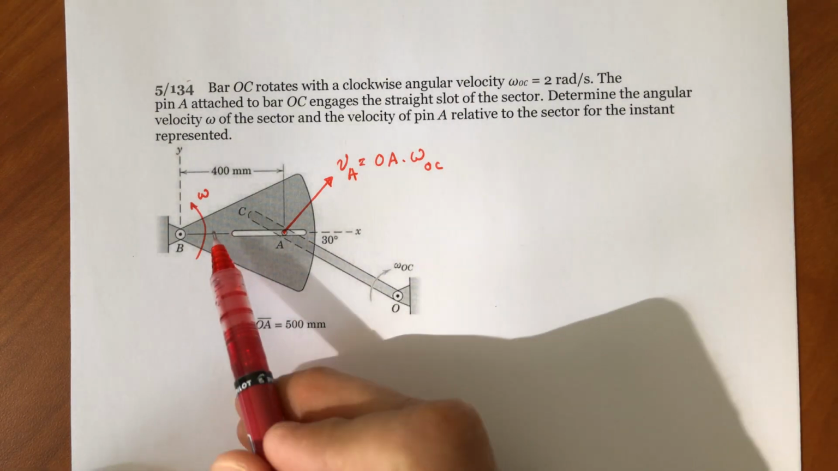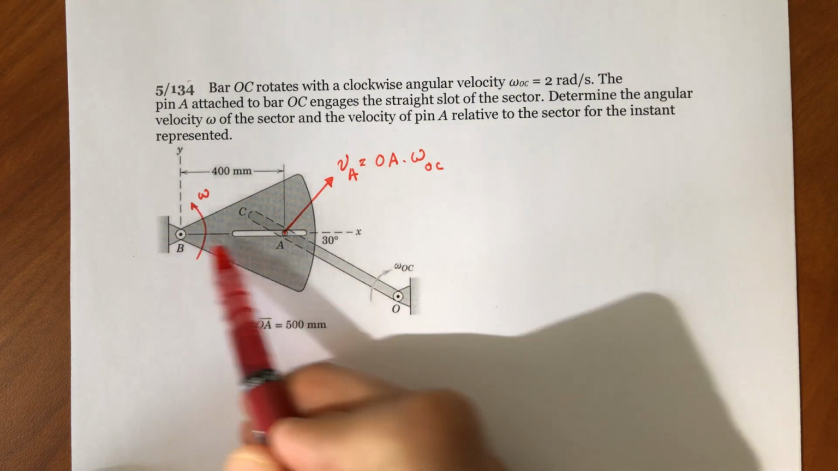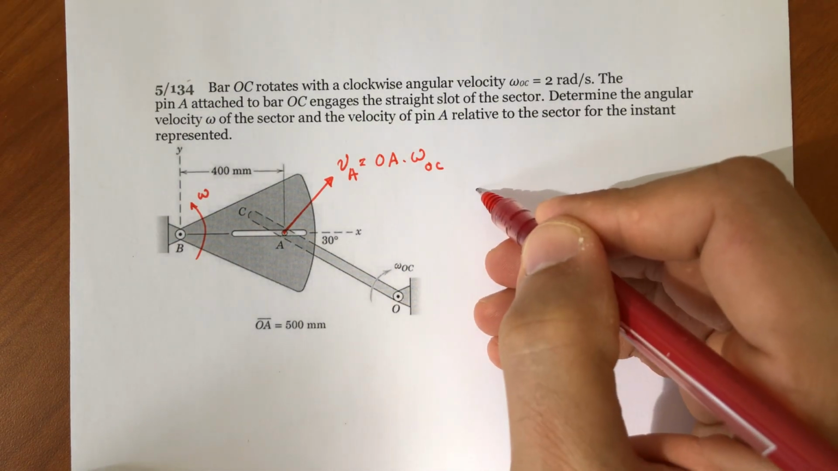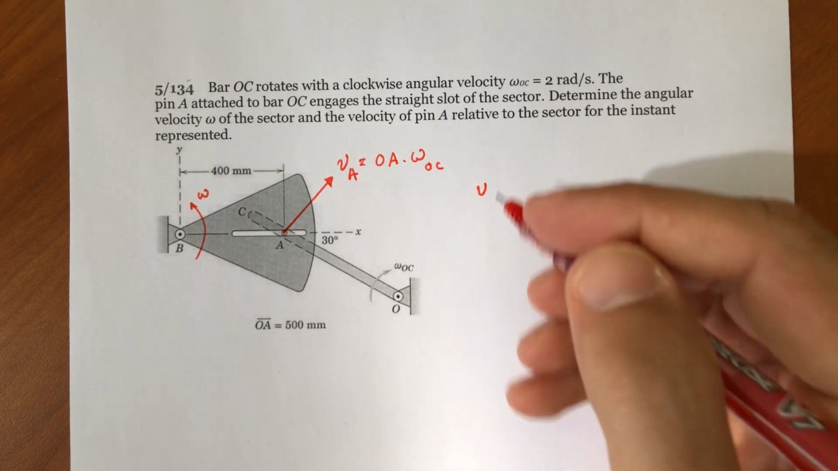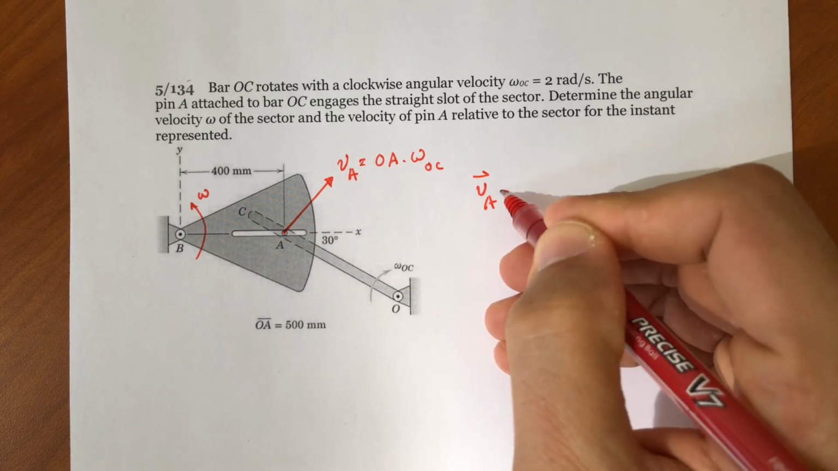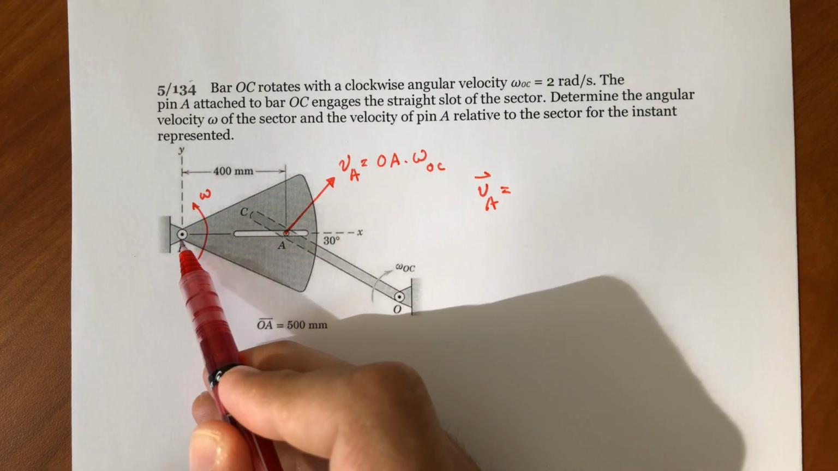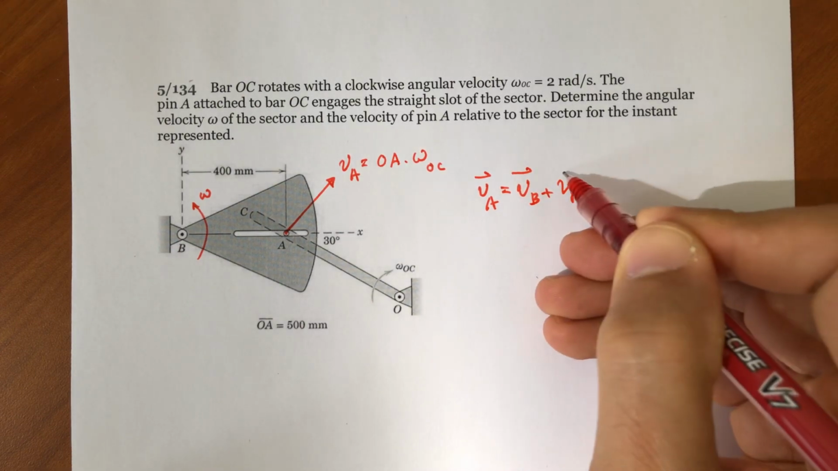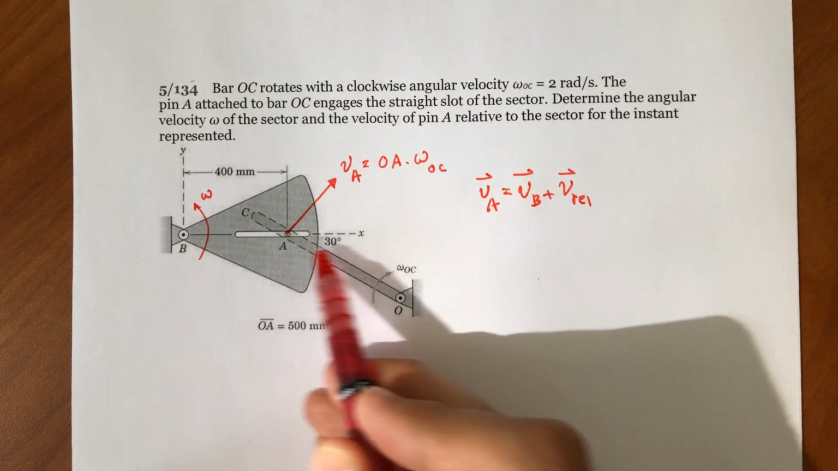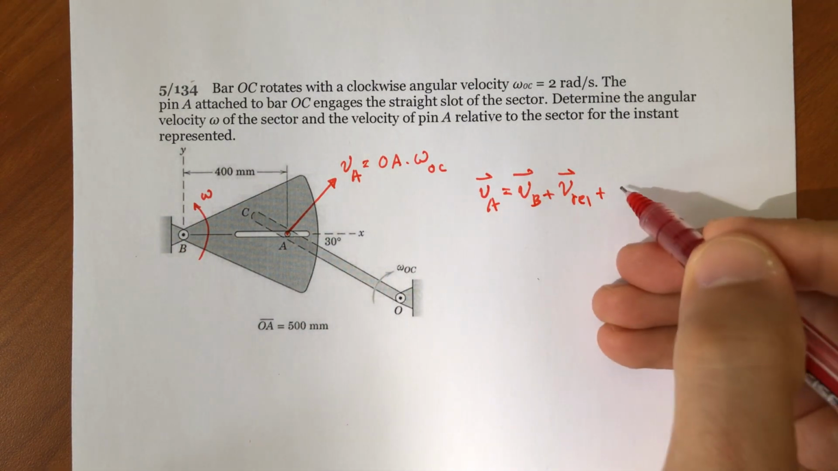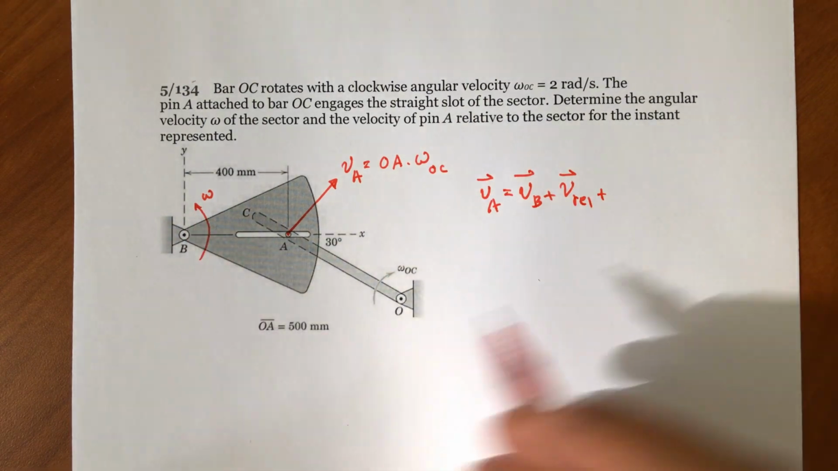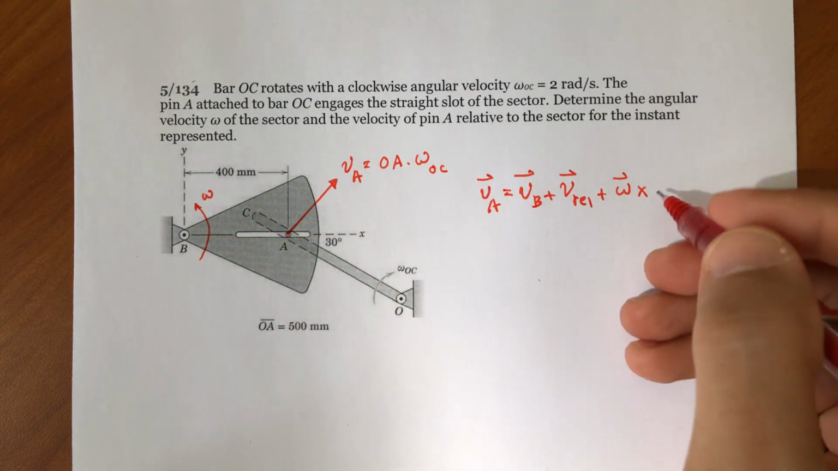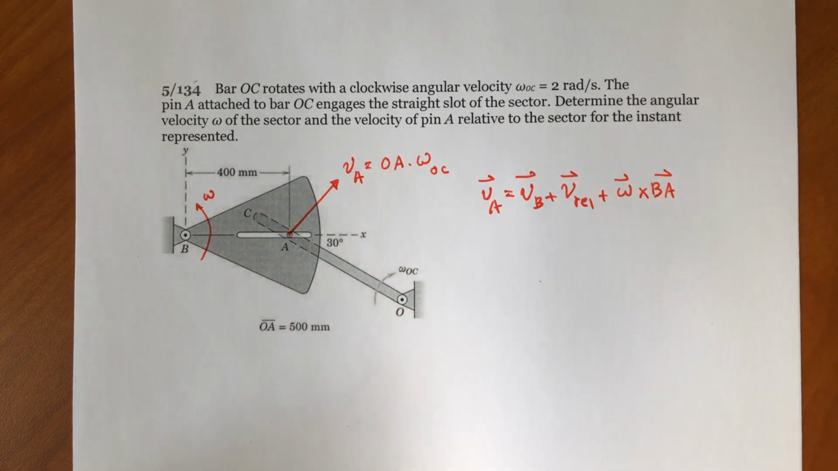From the other side, if you try to find the velocity of A using this rotating coordinate, let's write the equations together. Equation for the relative movement for rotating frame. Velocity of A is going to be equal to velocity of the origin of the coordinate B plus relative velocity of this pin in this rotating coordinate plus omega of the coordinate, which means omega of this sector, cross R, which is BA here, right?